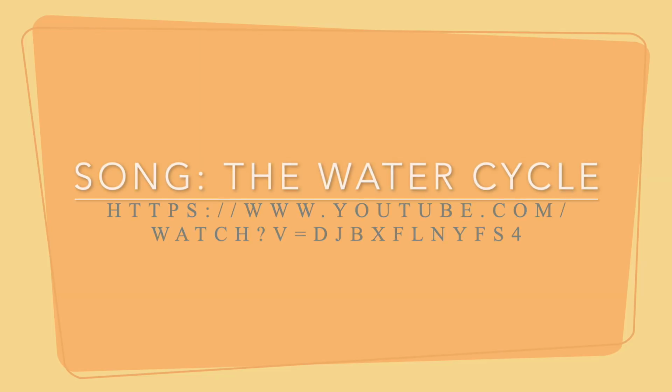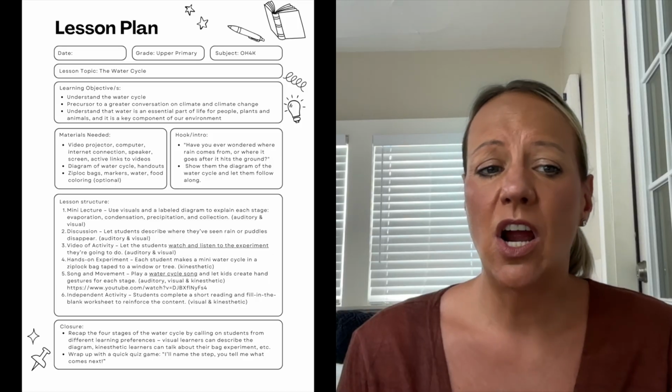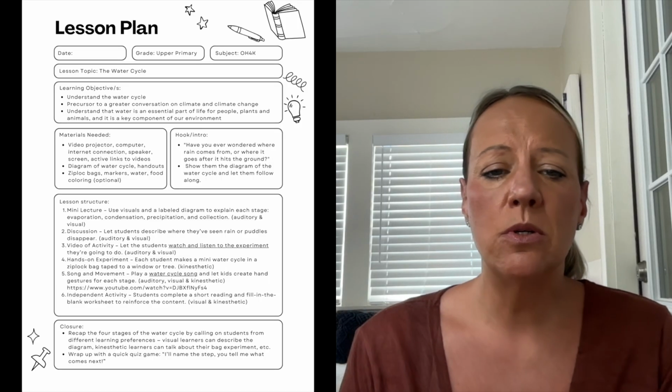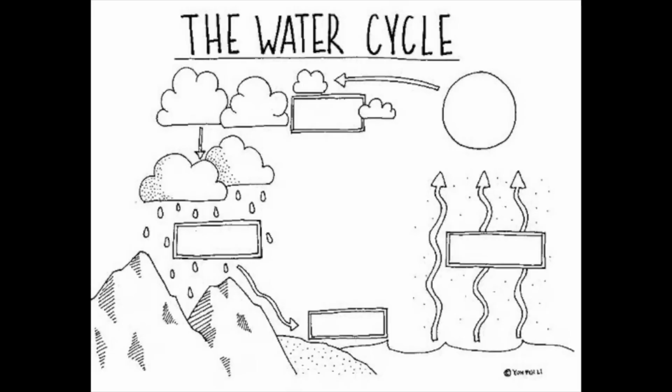Then the next section of your template says lesson structure. So what we want to start with is kind of a mini lecture. We're going to use visuals and that labeled diagram to explain each stage of the water cycle: evaporation, condensation, precipitation, and collection. This will stimulate the needs of those auditory and visual learners.